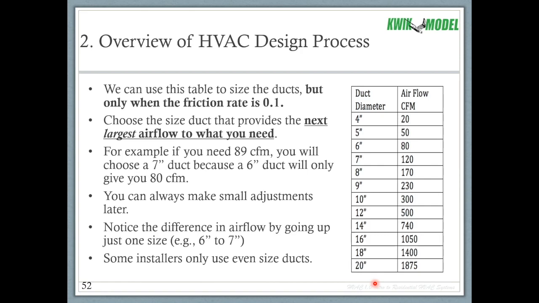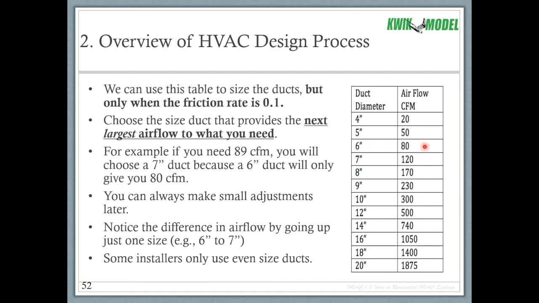So in other words, if you need 55 CFM, don't pick a 5-inch duct because it'll only give you 50. So you're going to have to round up to the next size duct in order to get the airflow that you need. If you're at 55 and a 5-inch duct only gives you 50, look what that does. Now it gives you a 6-inch duct. That's the next available duct size up from a 5 to a 6. You need to move 55 CFM. A 5-inch won't do it, so you've got to go to a 6. Well, a 6 can handle 80 CFM.